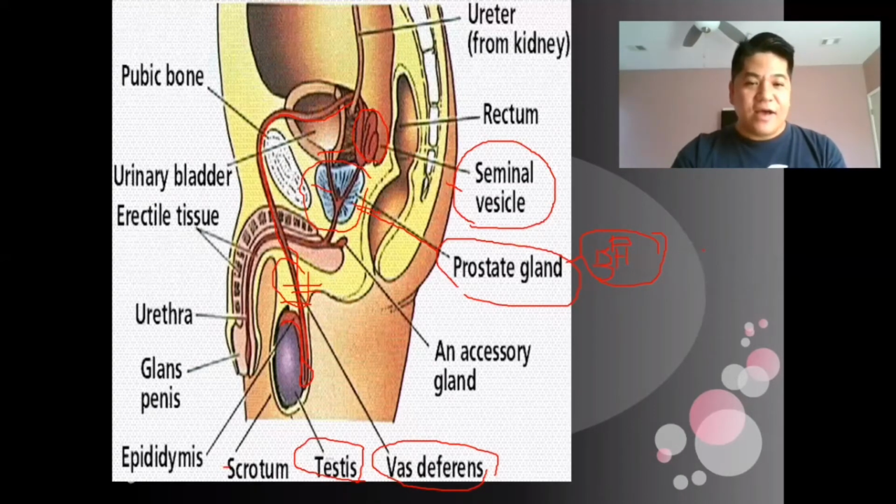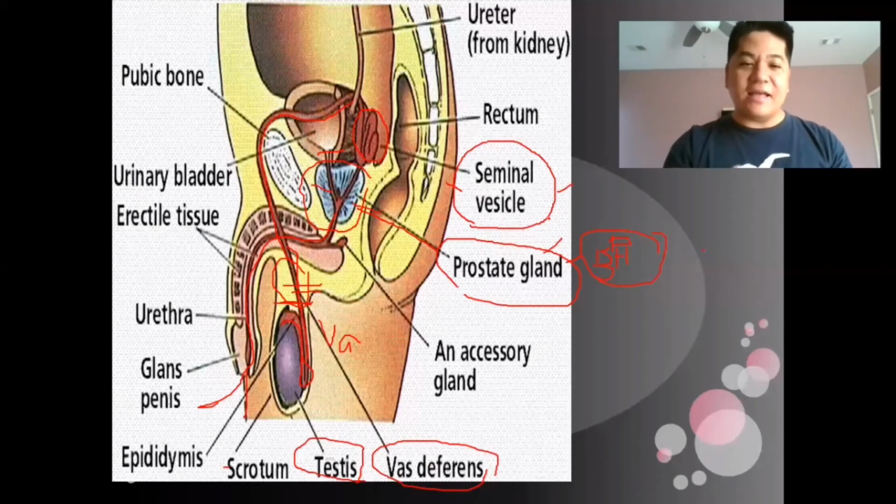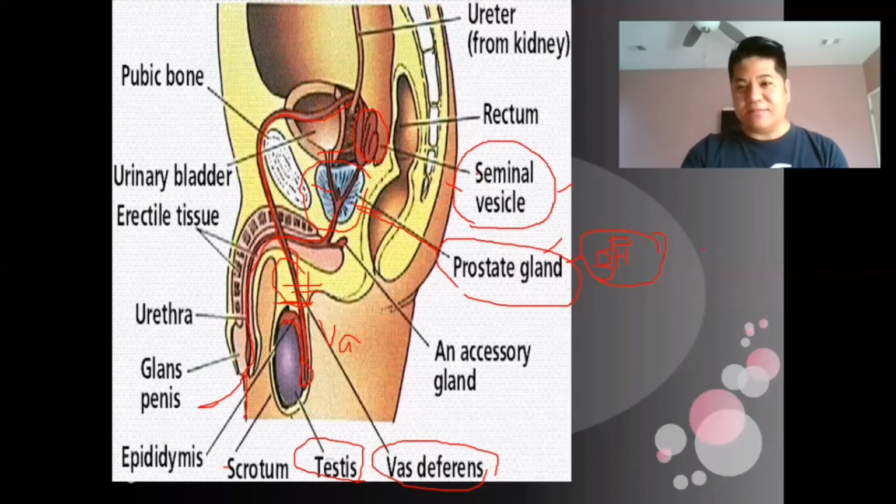Now the prostate gland is here, then through your urethra and glans penis, the sperm cell will go out. That's the process of your ejaculation through the help of your sympathetic nervous system. Now question here: when vasectomy is done to a male, does he still produce some fluid? Yes, definitely, because the seminal vesicle and the prostate gland are still producing some fluids that will be expelled through ejaculation. So that's for your male reproductive system.